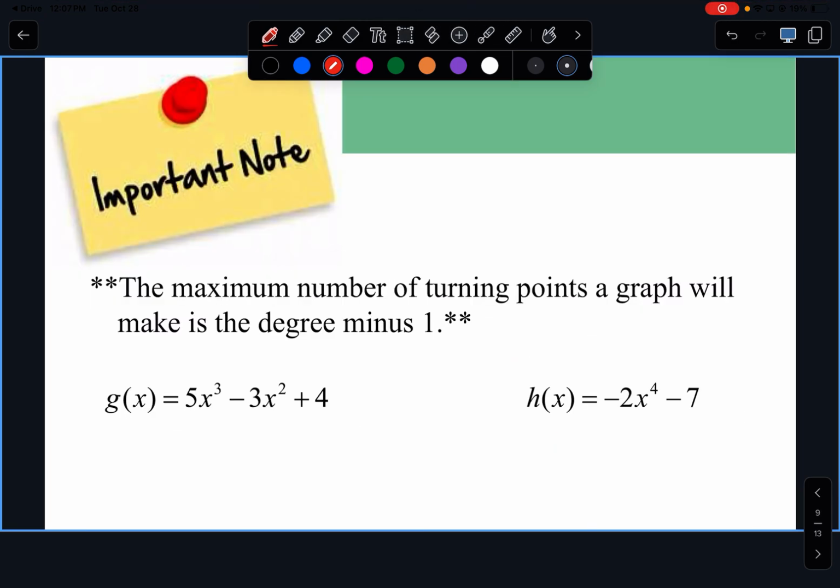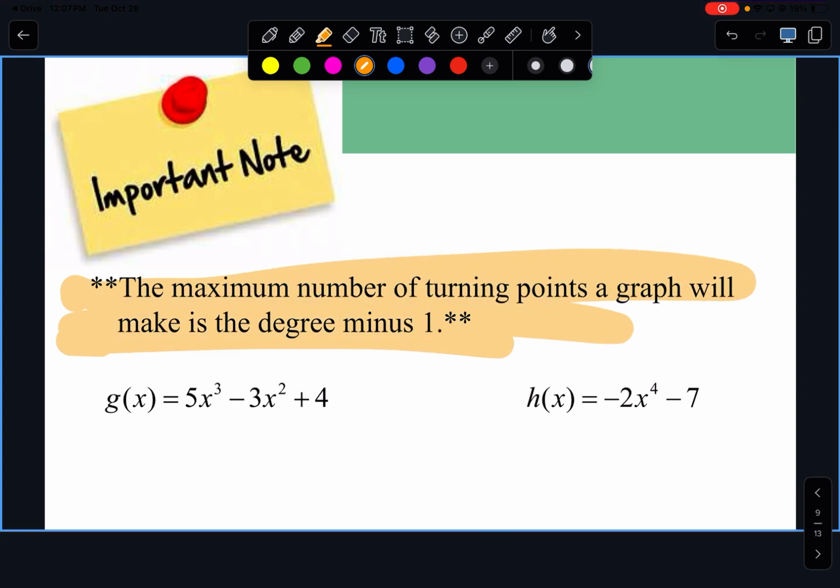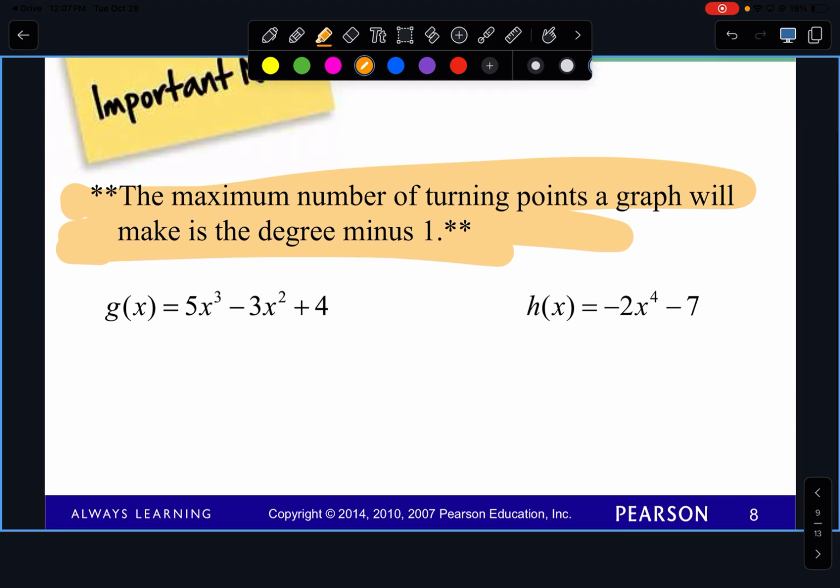All right. Next important thing is that note right there. The maximum number of turns for a graph is going to be the degree minus 1. And then for our 2 examples, we're going to identify 2 things.